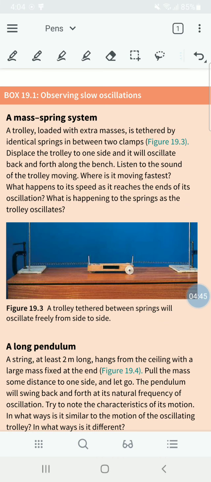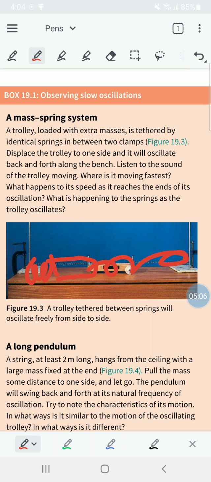Then they are asking what is happening to the springs as the trolley oscillates. Obviously, when the trolley comes to this end, this spring has reduced in length and this one has stretched. When it goes to the other end, one spring stretches and the other one shortens in length. So what is that? Compressions and rarefactions. You have learnt about that in your O levels.